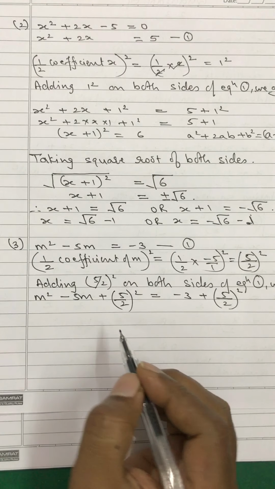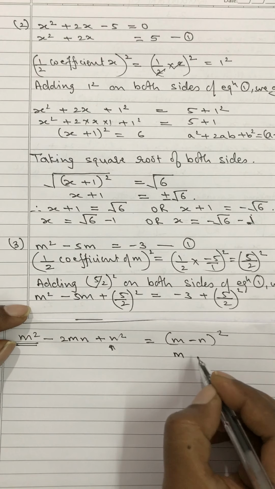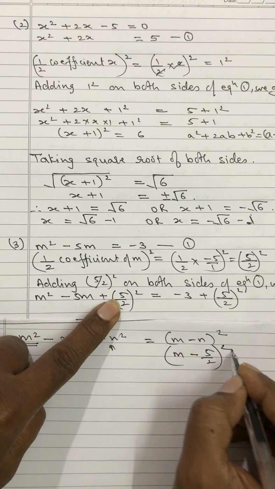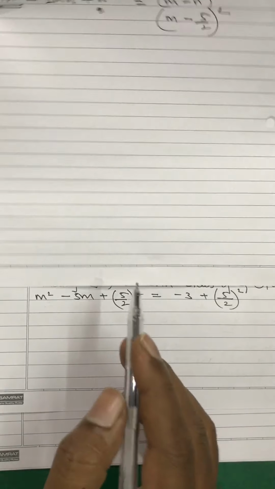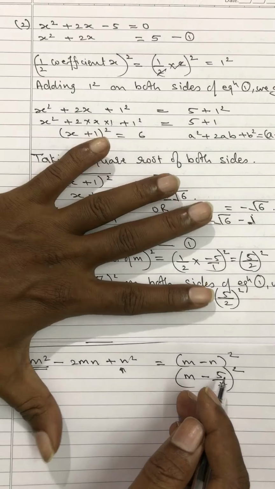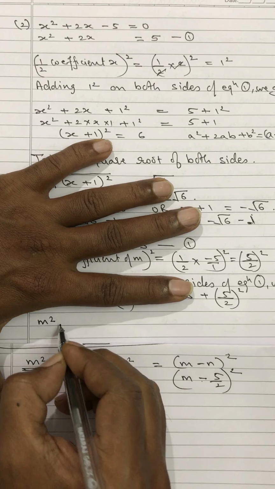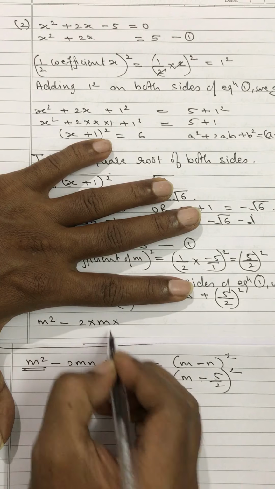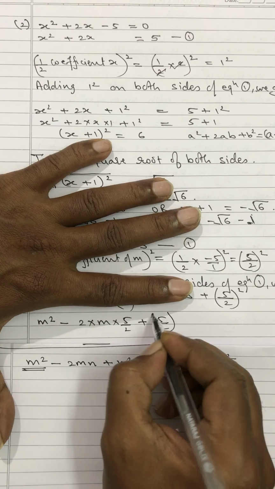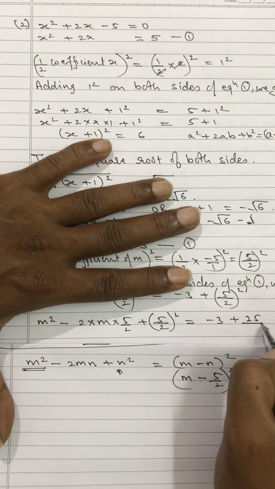So what do I get now? What is my m? It is m minus 5 upon 2, the whole square. Now I should be able to expand this and write over there. m square minus 2 into m into 5 upon 2 plus 5 upon 2 the whole square is equal to minus 3 plus 5 square, which is 25 upon 4.